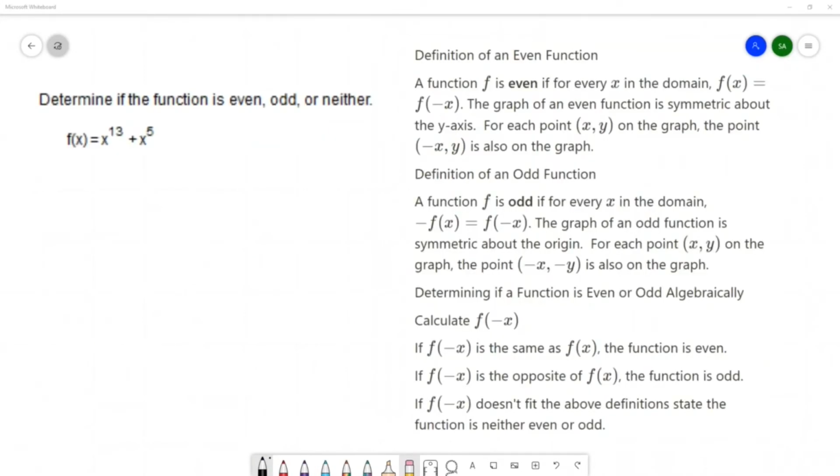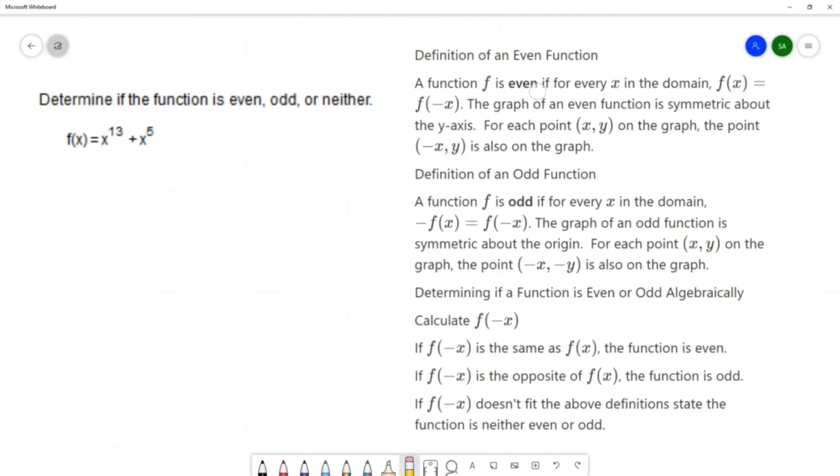So on this question, we want to determine if a function is even, odd, or neither. The function that we're working with is f of x equals x to the 13th plus x to the 5th. So before we can determine whether this function is even or odd, we really need to know what the definition of that means. So I've got on the side over here a definition of an even function.